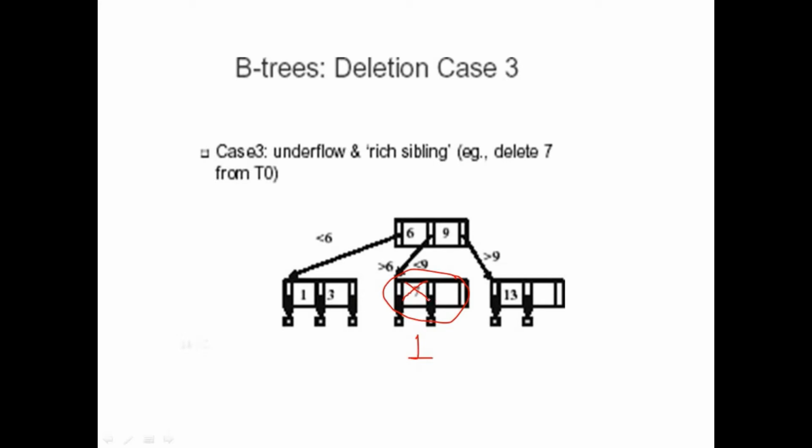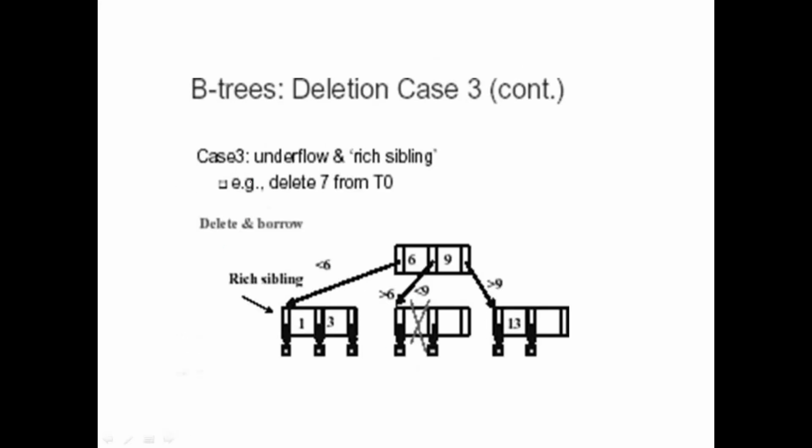Now how to resolve this particular problem? So now what you have to do is delete and take a borrow from its sibling. So now here the case of rich sibling is there. So what is rich sibling? You have to delete this 7 and you have to borrow some key from its sibling. Now when you have to borrow the key from the sibling, you have to check whether the sibling is a rich sibling or a poor sibling.